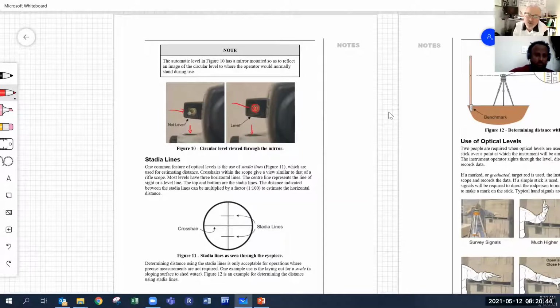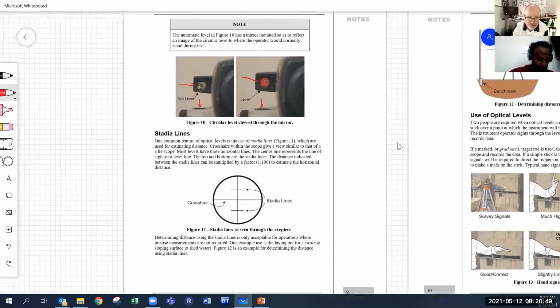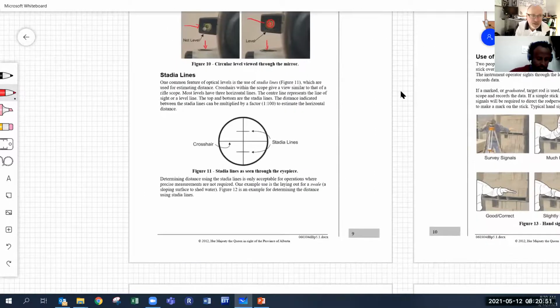When you look through the eyepiece, you can find what's called stadia lines. This is a stadia line, this is a stadia line, and these are crosshairs. This is a common feature of these optical levels.